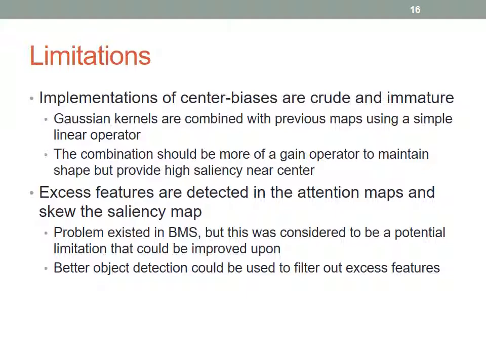There should be something more of a gain operator where it takes into account both of them and does more of a multiplication or convolution than it does just an addition and normalization. That'll probably help with the other features, and it will also help with the other scores as well for better performance. And then I kind of noticed this in the BMS algorithm, but there's excess features that are detected.